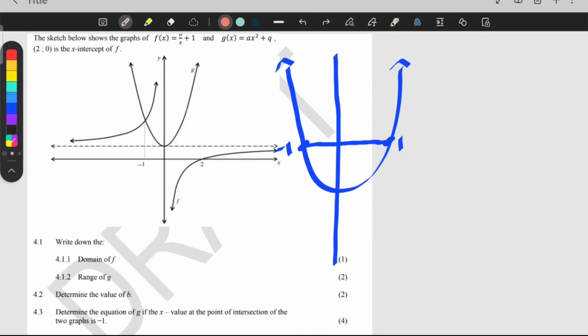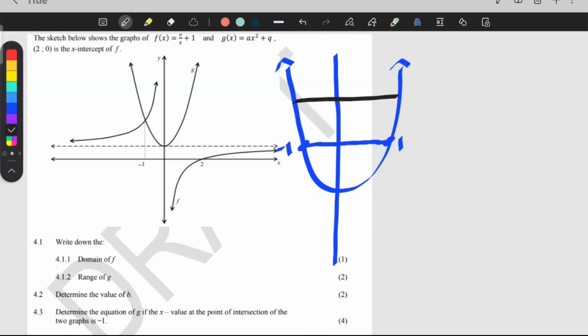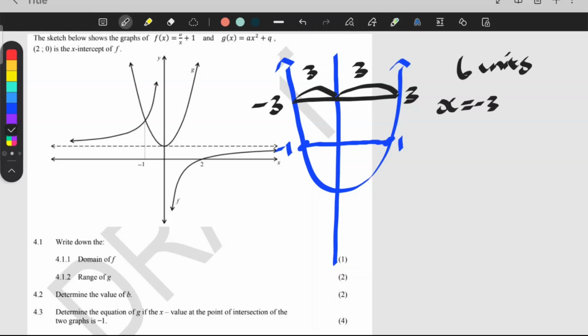Okay, now let's do another line. I just want to show you. So let's say you have -2 and 2. Then from here to here is 2 units. From here to here is 2 units. So in total, 4 units. Okay? But we're not looking for 4. We're looking for 6. So let's say, for example, this is -3 and this is +3. Then from here to here is 3, and from here to here is also 3. And there you have 6 units. So you will have 6 units where x is -3 or where x is +3, eh?